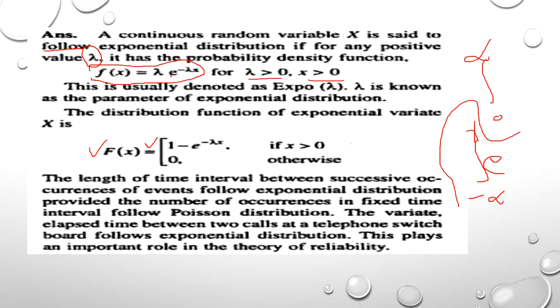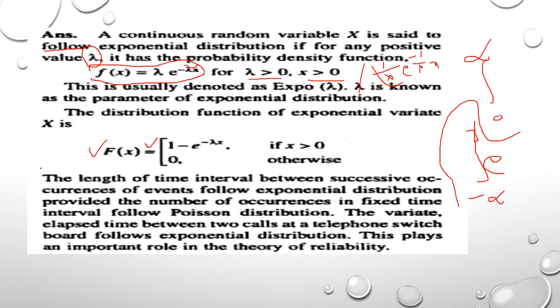This is one type of PDF. Then there is the other one that I have already explained, 1 upon lambda into e power minus 1 by lambda into x. We can use both cases. In some cases calculations are very easy, sometimes it is also somewhat easy. It also has some applications in gamma distributions and chi-square also.